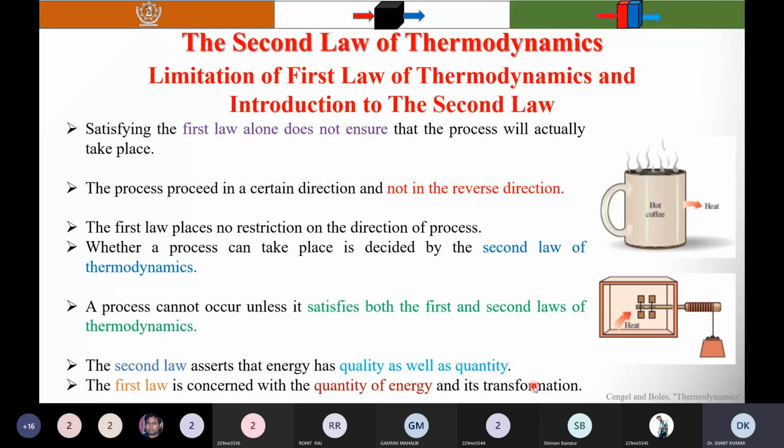You know that from the first law, energy cannot be created nor destroyed. It can only change from one form to another form. So the first law tells you the quantity of the energy and its transformation from one form to another. This is the basic difference between the first law and the second law. Also, there is no proof of the second law, no mathematical proof. It is based on experimental observation, so it is also a fundamental law.